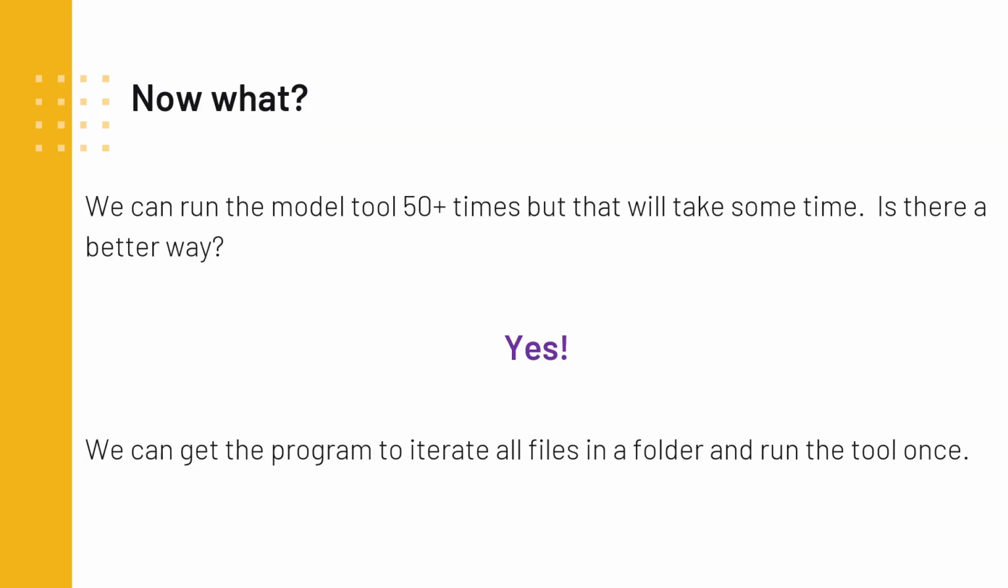Now what? Well, we can absolutely run our model tool 50 plus times to deal with each individual TIFF that is in our folder, but that's going to take some time. Is there a better way? Well, it turns out, yeah, there is. We can get the program to iterate all the files in a particular folder, so every single one of those TIFF files, but only running the tool once, and that's by using an iterator.